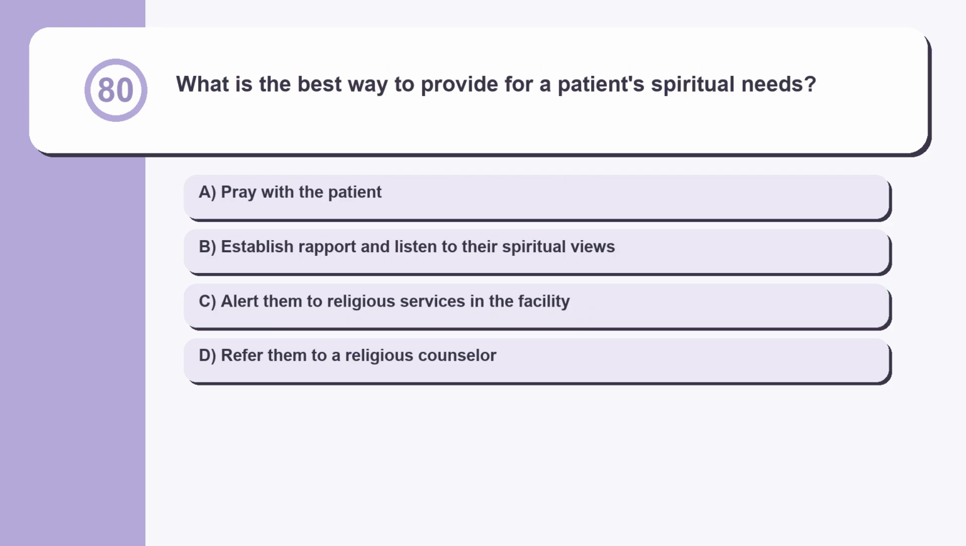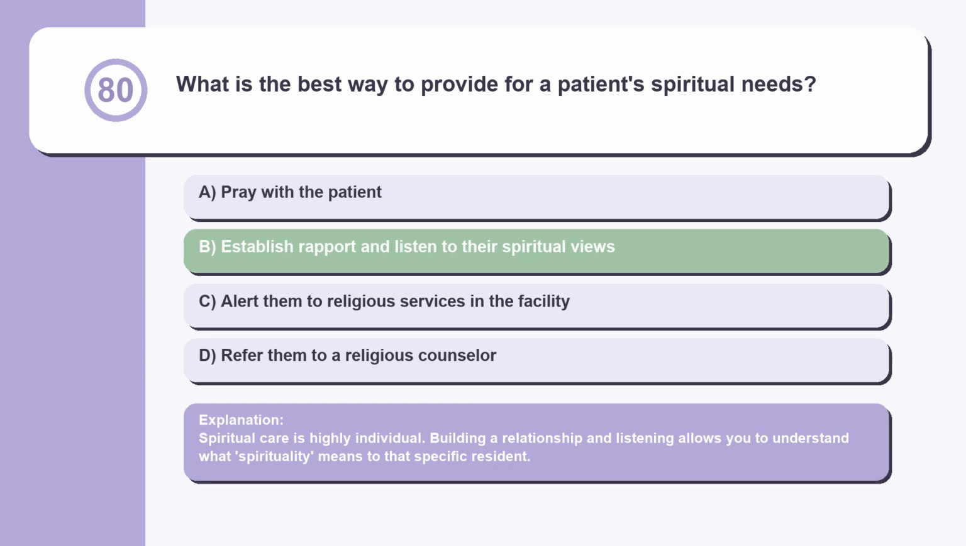Question 80. What is the best way to provide for a patient's spiritual needs? Pray with the patient. Establish rapport and listen to their spiritual views. Alert them to religious services in the facility. Refer them to a religious counselor. Spiritual care is highly individual. Building a relationship and listening allows you to understand what spirituality means to that specific resident.